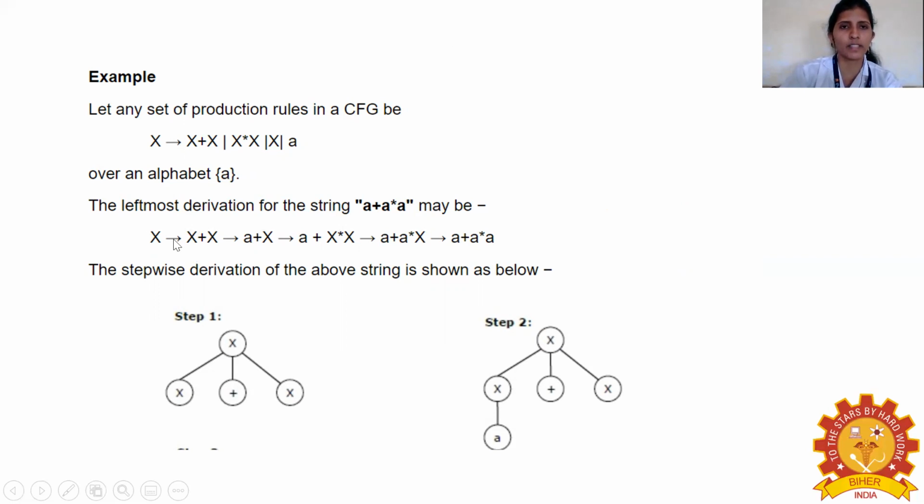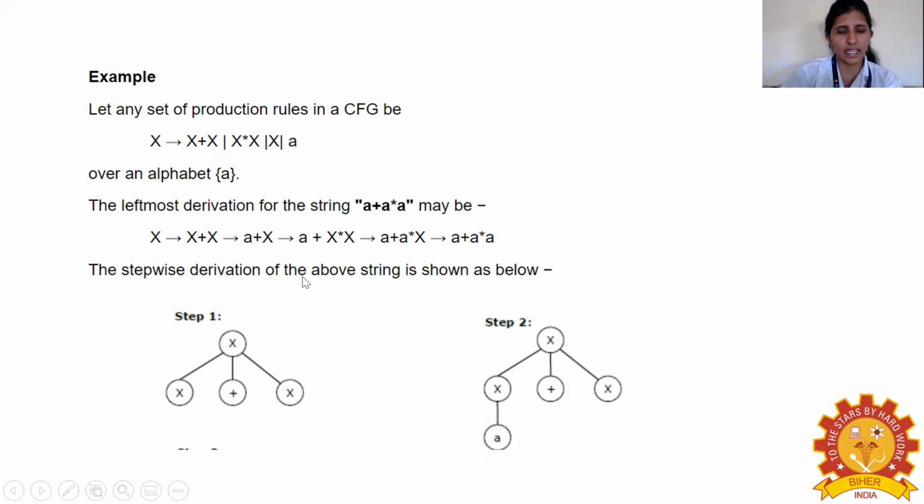How do we give this leftmost derivation? We first write the production rule here, that is X → X + X. Then for the left-hand side X, we substitute a. So we get a + X. Then for this particular value, again this will be the leftmost X. For the leftmost X, we again substitute the second production rule, that is X * X. And for this X, we substitute a, and again for the leftmost X, we substitute a. So we get a + a * a.